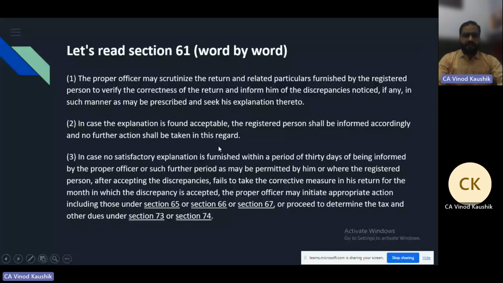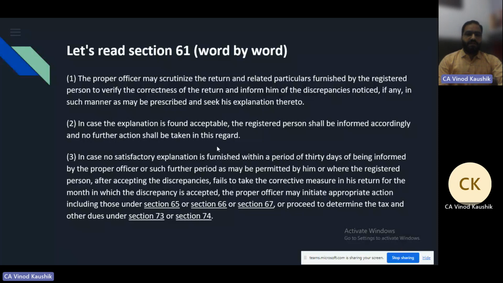So this is the discrepancy mentioned in the ASMT 10. Now let's discuss. Let's read section 61 word by word. 61 says, friends, the proper officer may scrutinize the returns and related particulars furnished by the registered person to verify the correctness of return and inform him of the discrepancies noticed, if any, in such manner as may be prescribed, and seeks his explanation thereto.